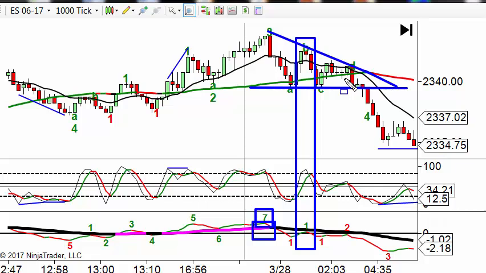The big question people have with triangles is, which way are they going to break? Well, I trade them in the direction of momentum. So here, if you wanted to be aggressive, and this would be aggressive, you've got a couple of choices. You could go short there, because that's the first cycle high after Dad turned down.